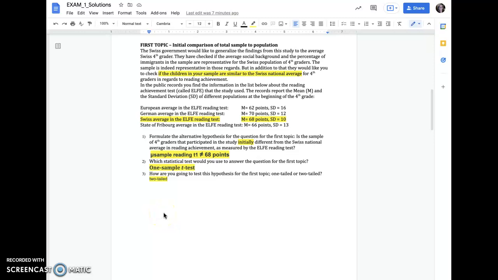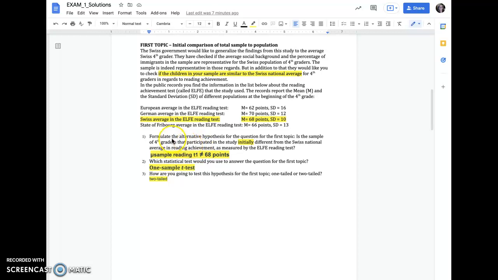For topic 1, there were a few things that you wanted to note in the scenario. The first is the question is asking if the children in your sample are similar to the Swiss national average. So we know we're going to be comparing one group to a known value, the Swiss national average here, which is 64 points with a standard deviation of 10. We can also see this is the ELFE reading test that we're going to be comparing.